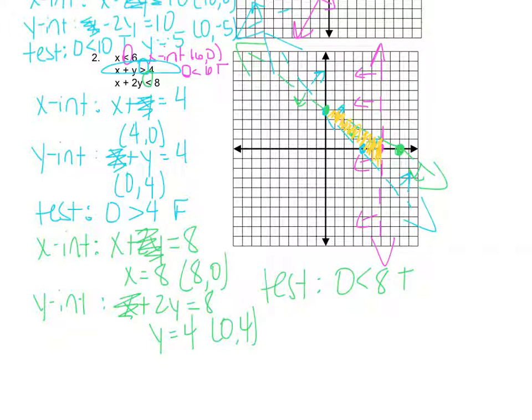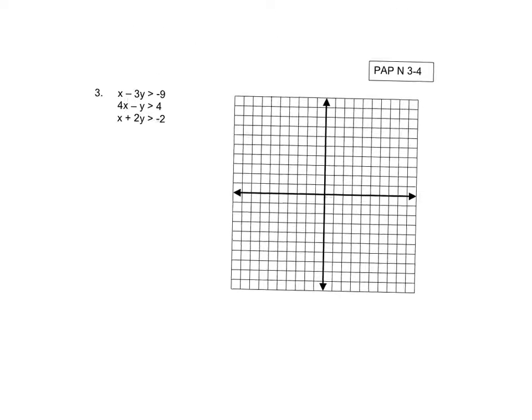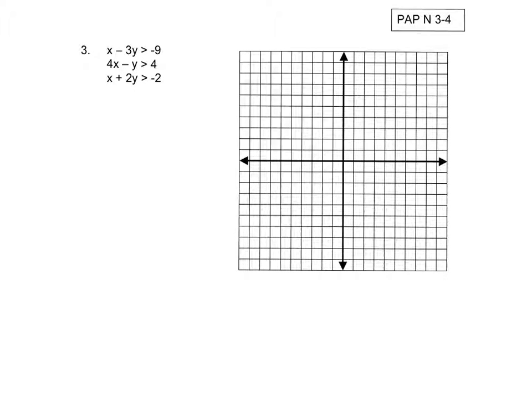Okay, so to check your solution, you can just plug in any point that's in your shaded area, and it should be true for all 3 of your inequalities. Okay, let's look at the next one. So we have 3 again. So I have to graph each one. So I'll start with the first one. They're in standard, so I'm going to find the x-intercept.